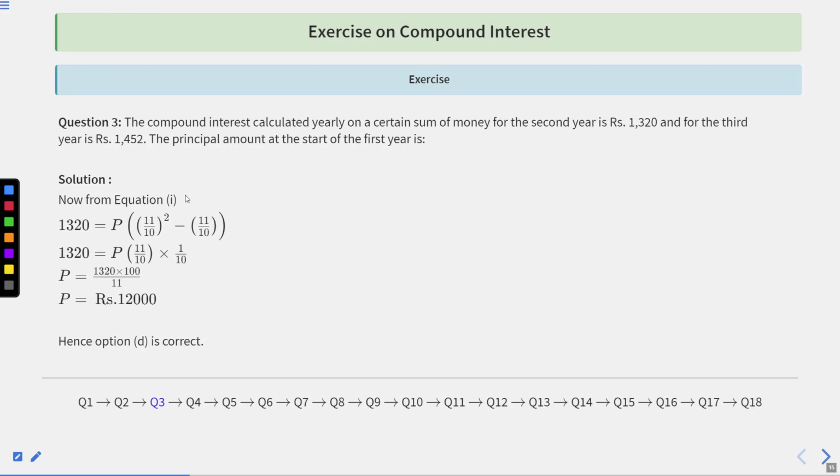So now from equation 1, 1320 is equal to P times [(11 upon 10) whole square minus 11 upon 10]. So 1320 is equal to P times 11 upon 10 times 1 upon 10. So P will be equal to 12,000. So the option correct here is option D.